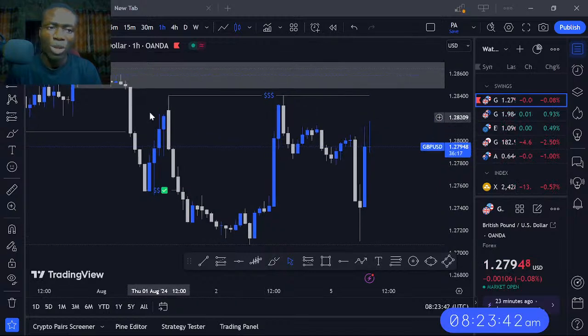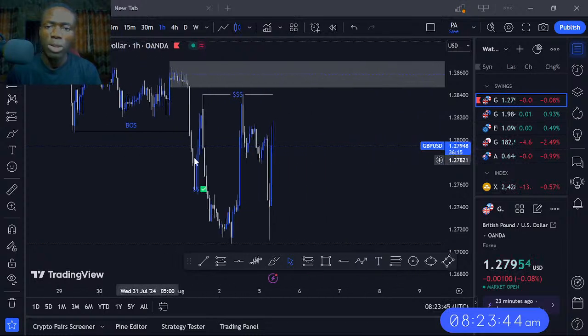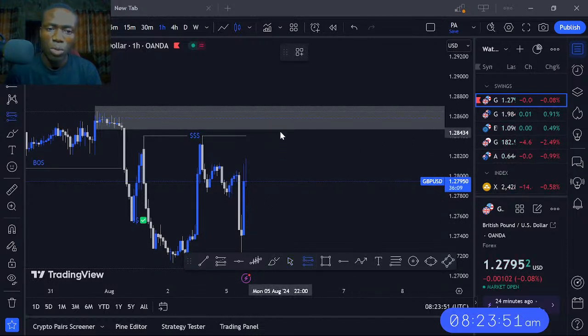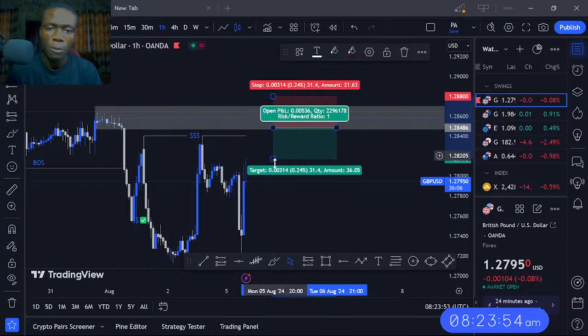So if the market comes back to this area on GBP USD, we could be looking for sales from the 1.28600 level. So we could consider taking sales from this point here.